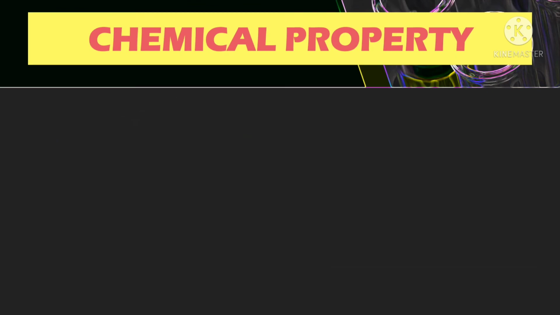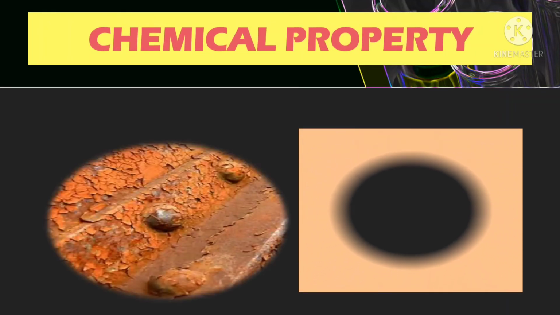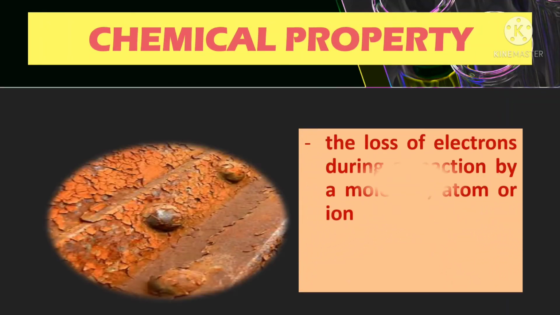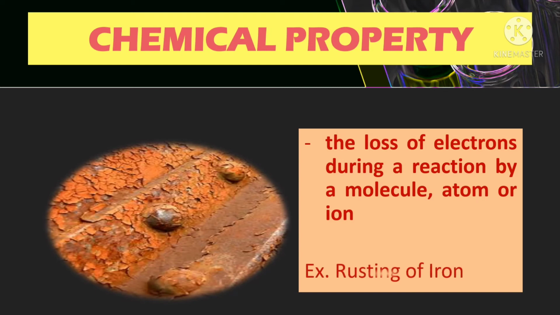Another example of chemical property is described as the loss of electrons during a reaction by a molecule, atom, or ion. Do you have any idea what chemical property is that? It's oxidizing property. You got it right.